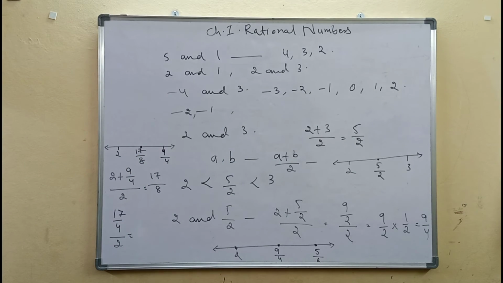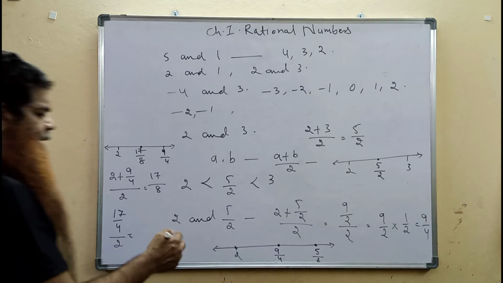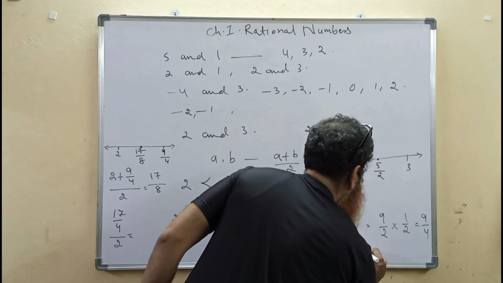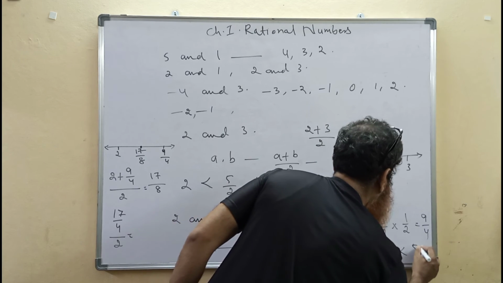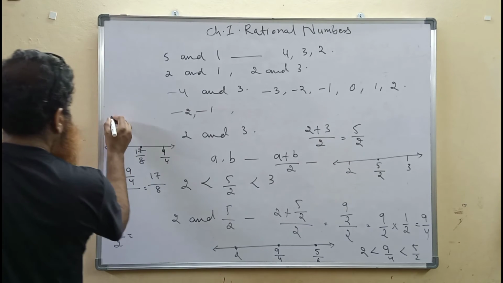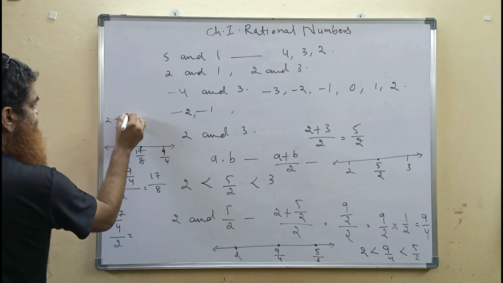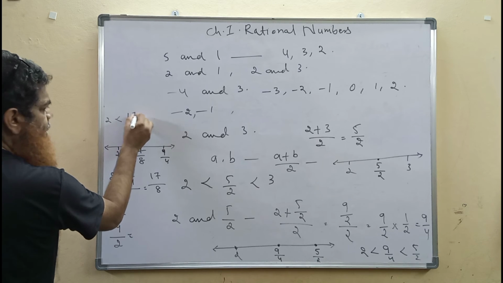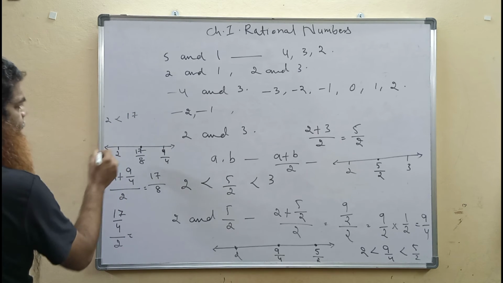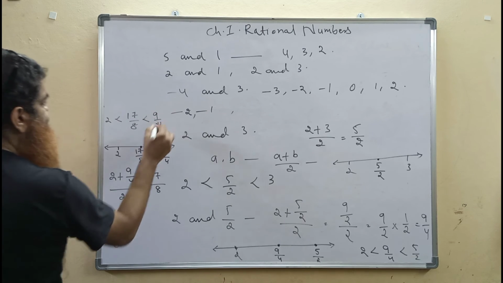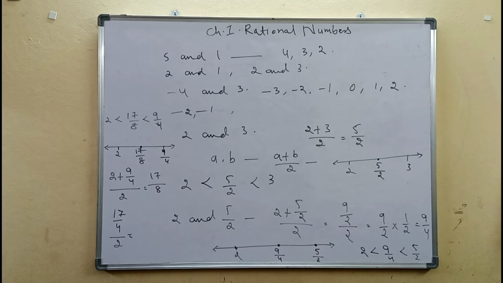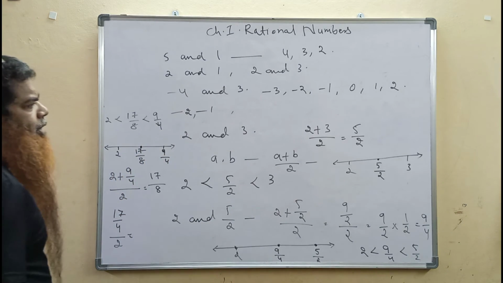We can further find out rational numbers between 2 and 17 by 8. Here we had 2 less than 9 by 4 less than 5 by 2. Here we have 2 less than 17 by 8 less than 9 by 4 less than 5 by 2 less than 3.